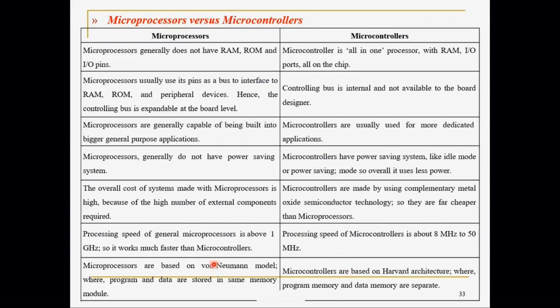Okay, and even about the architecture, microprocessors are developed on von Neumann architecture, whereas microcontrollers are developed on Harvard architecture. Okay, so these are the main concepts. There are a lot more differences between microprocessor and microcontroller. I hope you can go through this.